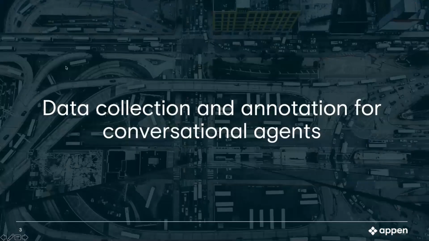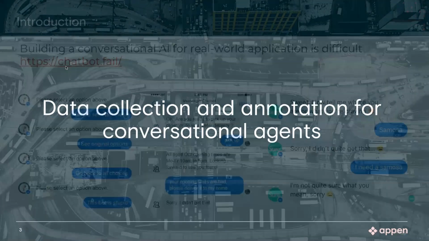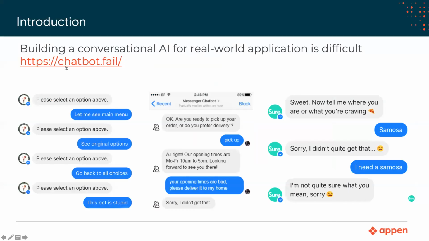So with that, I would like to first talk about the data collection and annotation strategies for conversation agents. So many of our customers are making conversation AI, and it's actually quite difficult to do so. This is an example I actually pulled out from chatbot.fail. And as you can see, there are multiple instances where the chatbot fails to respond to the customers. And this in turn causes frustrations and disengaging the customers.